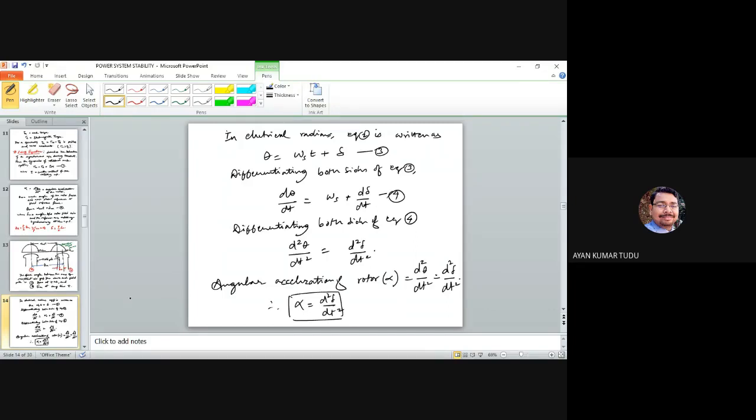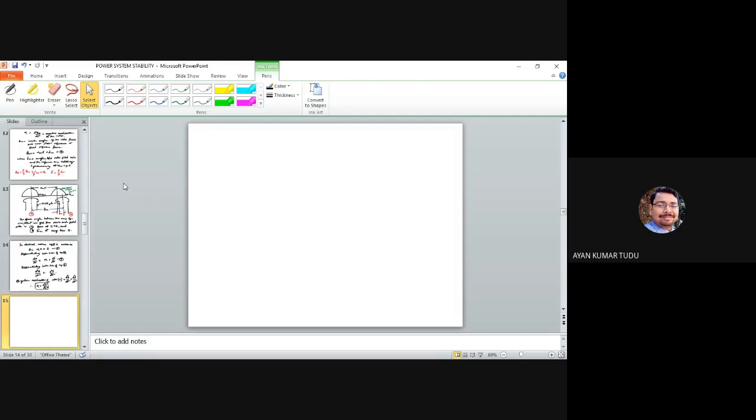Now again, if we write equation 1 in terms of electrical radians, then we can write Tm minus Te is equal to I into alpha. If we multiply both sides by omega, we can write omega Tm minus omega Te equal to omega into I into alpha. Remember, this omega is in electrical radians.